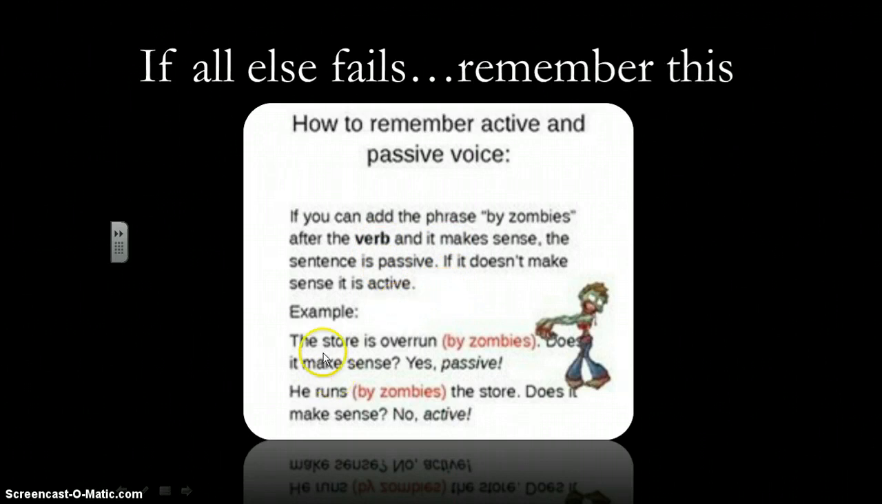If it doesn't, then it's active. So right here, "the store is overrun by zombies." That makes sense. So it's passive. "He runs by zombies the store." Doesn't make sense. That tells you it's active. So if you can find the verb, and then right after put "by zombies," that helps you. I'm really excited.